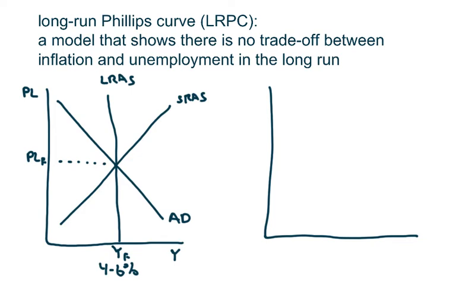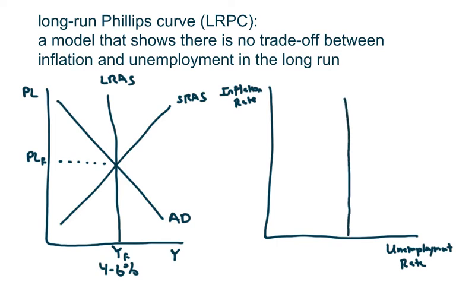So what would the long run Phillips curve look like? First of all, the labels: unemployment rate and inflation rate. I apologize for my handwriting in advance. I can't write fast and neat. I can either write slow and neat or fast and sloppy. I can't do both.